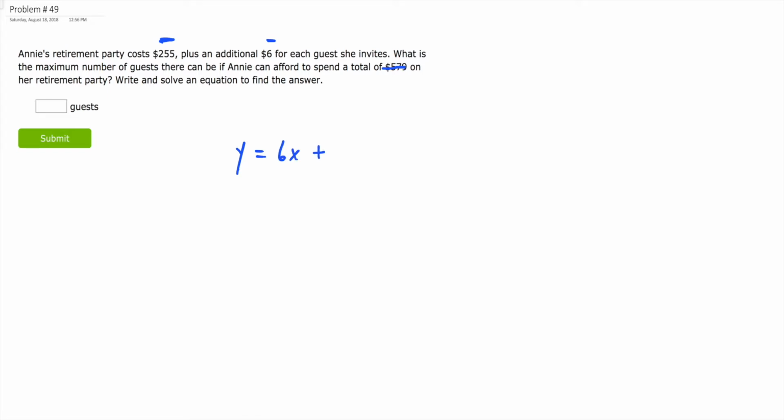Okay, why do you say that? Oh, perfect. So x equals number of guests. Okay, and then what do you think y equals? Think of this as a real life situation. What do you think y equals?